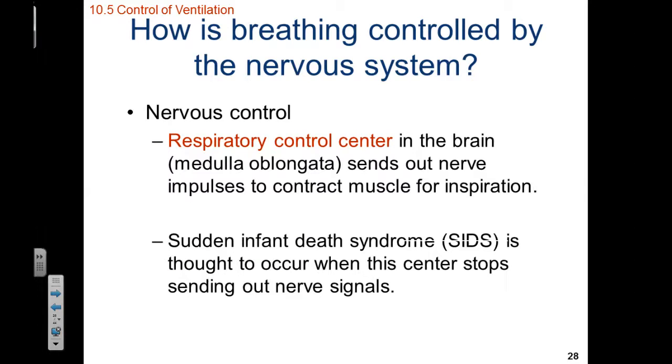Moving on, let's talk about how we can control our rate of breathing. We can control our rate of breathing with our nervous system. There's some nervous control. Within our brains, we have a respiratory control center. And this respiratory control center is a region of the brain that controls how we breathe in and how we breathe out. Specifically within the brain, it is the medulla oblongata of the brain stem that controls this part of our bodies.